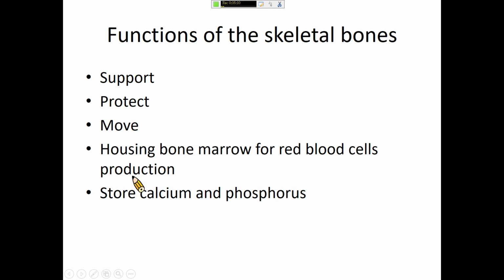Okay. And then finally, bone marrow. Bone marrow is housed within the bone. Okay. And bone marrow is very important because the red blood cells are formed there. Finally, the bone can store calcium and phosphorus. These are very important, okay.